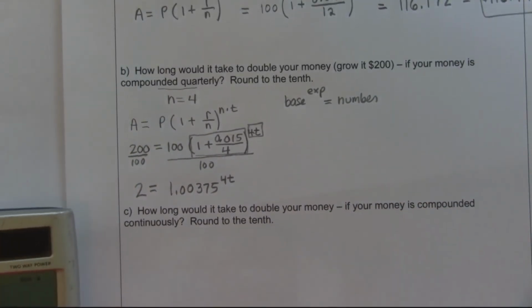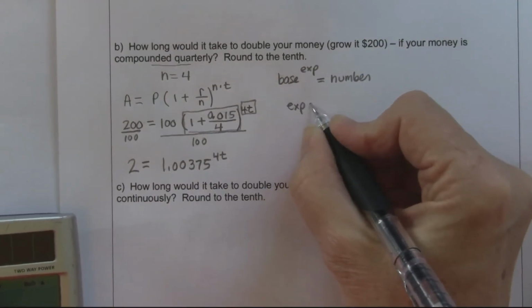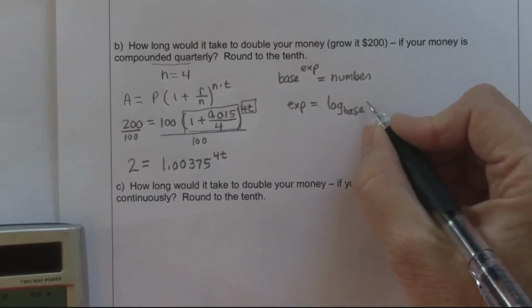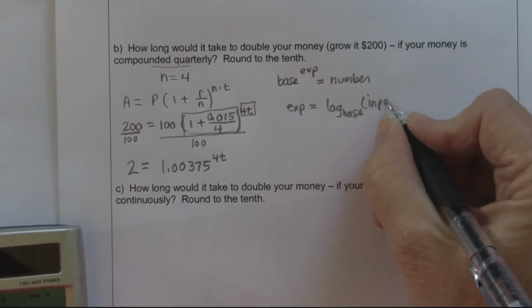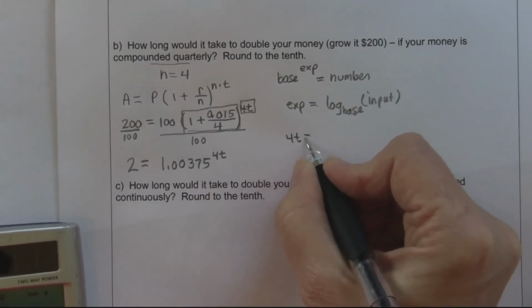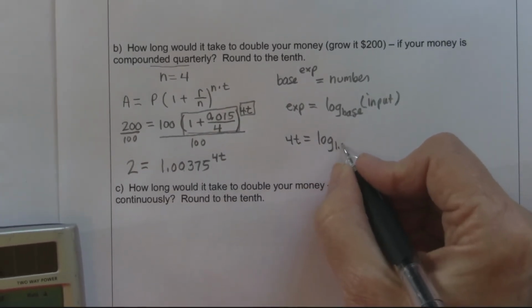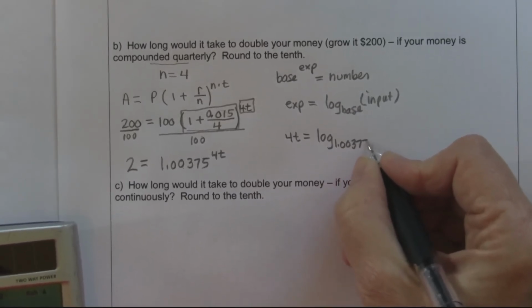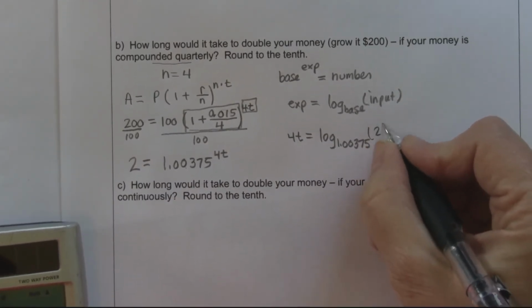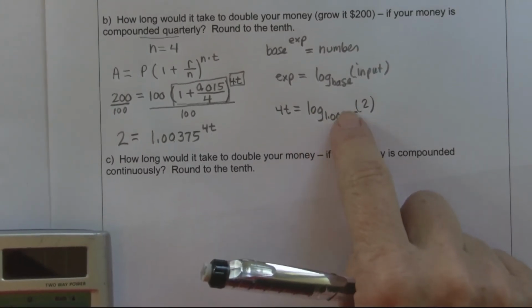Okay, so now I'm going to write this in log form. So in log form, you do your exponent equals your log, and your base, and your input, right? So our exponent is 4t, our log, and our base is this awful number. It's not allowed to be 1, and this number is not exactly 1, right? This number is a little bit bigger than 1. And then our input is 2 because of the doubling. And this is not going to be a nice number, and we're trying to solve for t.